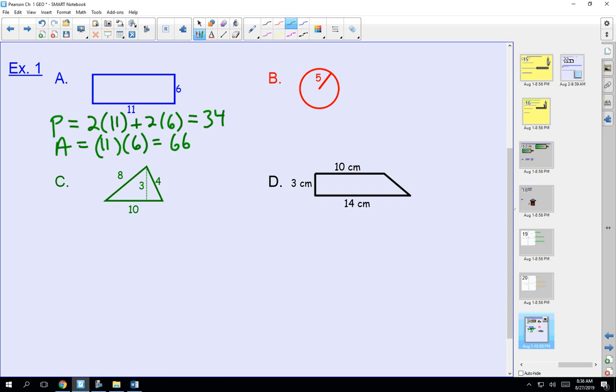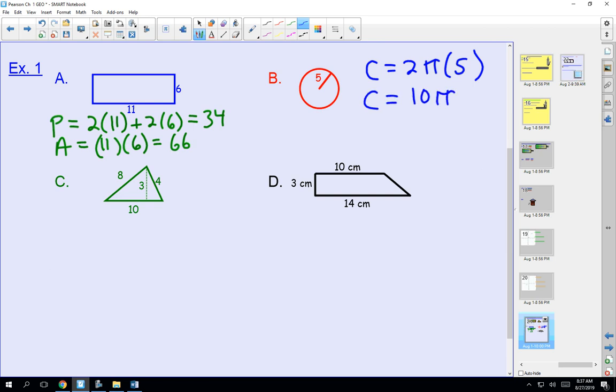All right. For the circle, instead of perimeter, we call it circumference. And circumference is equal to 2 pi times the radius, which is 5. Just be aware that on some of the problems, they give you the diameter rather than the radius. So when they give you the diameter, just cut it in half. Or just take off the 2 and multiply the diameter times half. So either way, circumference equals, in this case, 10 pi.